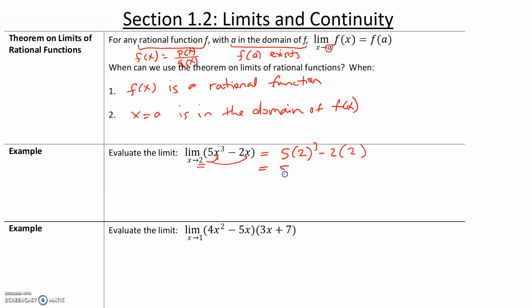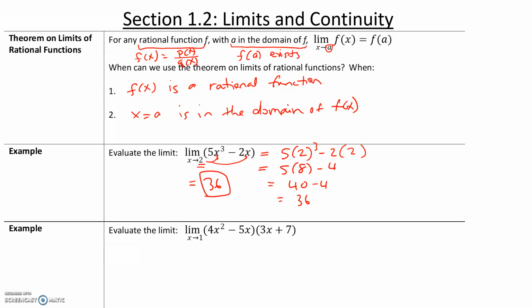Order of operations, 2 cubed is 8. 2 times 2 is 4. 5 times 8 is 40. And 40 minus 4 is 36. So the limit as x approaches 2 of 5x cubed minus 2x is equal to 36.